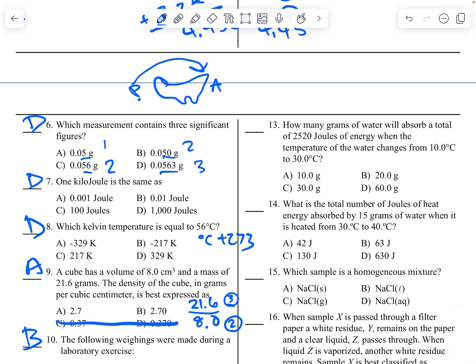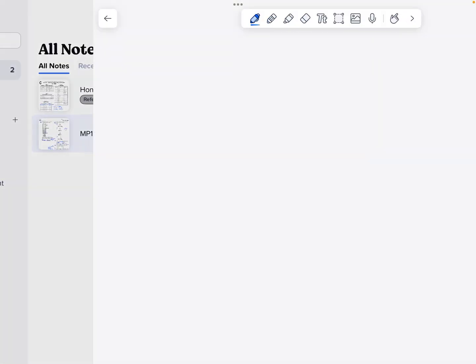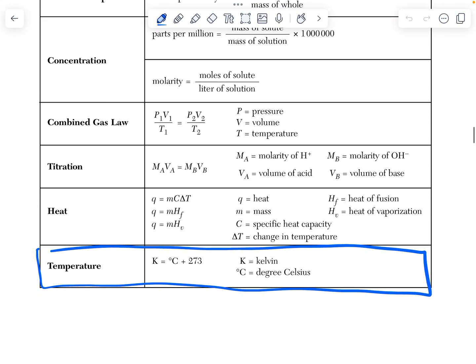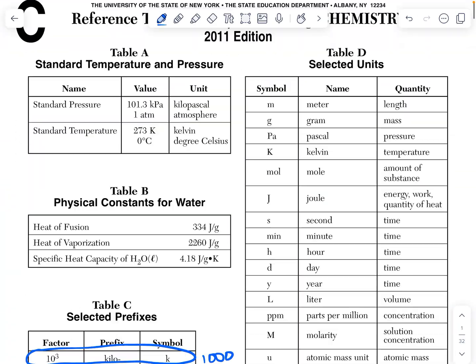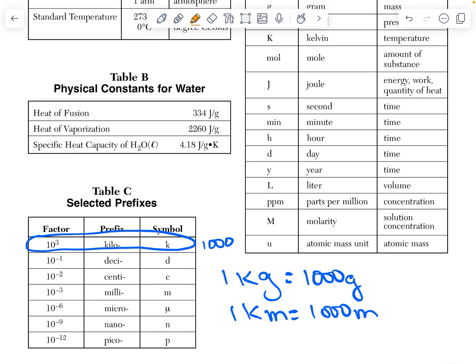Okay, so 13. How many grams of water will absorb a total of 2,520 joules of energy when the temperature of the water changes from 10 to 30 degrees Celsius? So back to the reference table, table T. Here we are at Q equals MC delta T, where Q is heat, M is mass, specific heat capacity is C, and delta T is the change in temperature, which is defined as T final minus T initial. The specific heat capacity, if you're dealing with water, hold on to your hats, going to the front of the reference table, is found here, 4.18 joules per gram Kelvin as written on the reference table, or gram degrees Celsius.